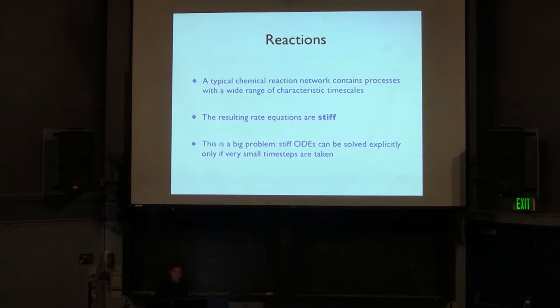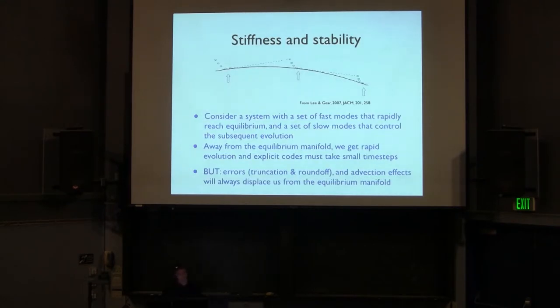If you want to solve it explicitly, so having the abundance of something at T1 is equal to T0 plus the rate of change of that abundance times the time step at T0, you have to take very, very small time steps. Okay, so one way you can schematically show that is this nice diagram here from Lee and Gear.